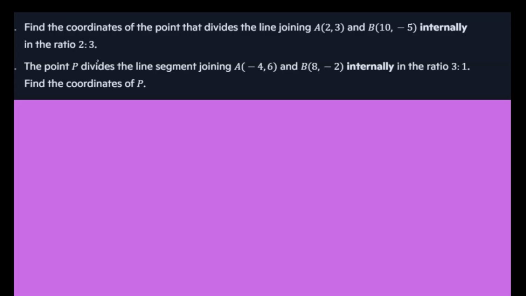Now find the coordinates of the point P that divides the line joining internally in the given ratio. That is your homework that you have to solve by yourself. Internally, externally, midpoint, how you would find the value of x, everything I have explained. This is your homework, and after doing it, you have to answer in the comments what the answer to this question is.